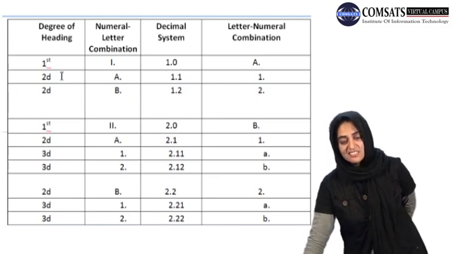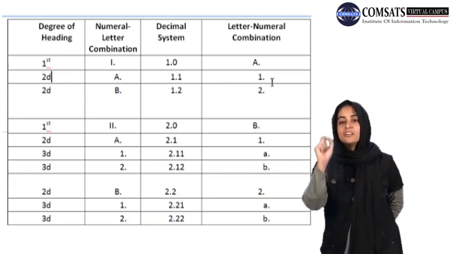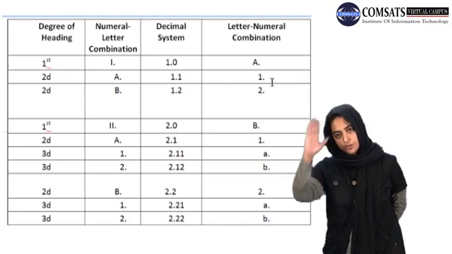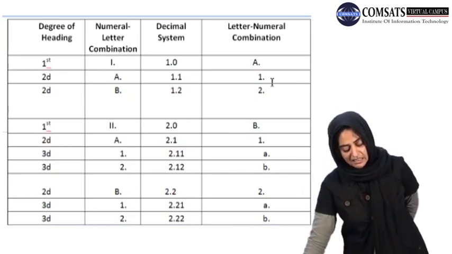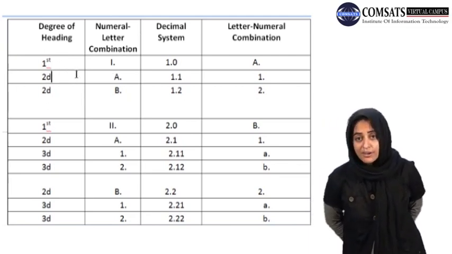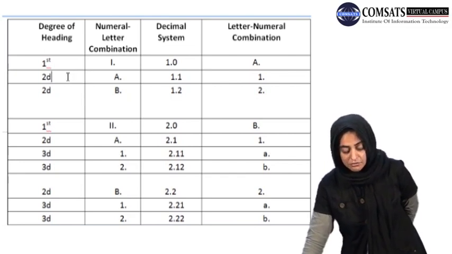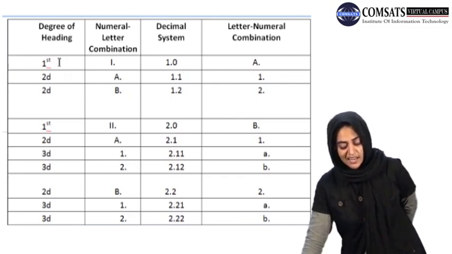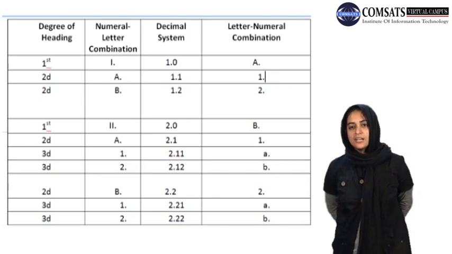After that, dear students, we are having the second degree of heading, and the second degree of heading through letter numeral combination style should be labeled by round numbers 1, 2, 3, 4, 5, 6 up to any number with a dot in front of it. So here we are having second degree after this first degree, and second degree, as you know, is the lower degree of heading as compared to the first degree. So this second degree heading is making the subheading of this first degree, and by the style of letter numeral combination of labeling the headings, this will be labeled as round number 1 with a dot in front of it.